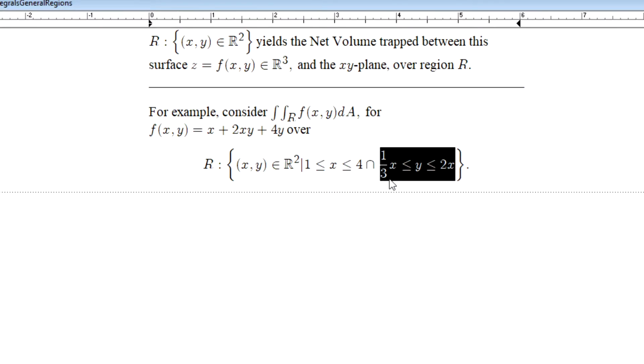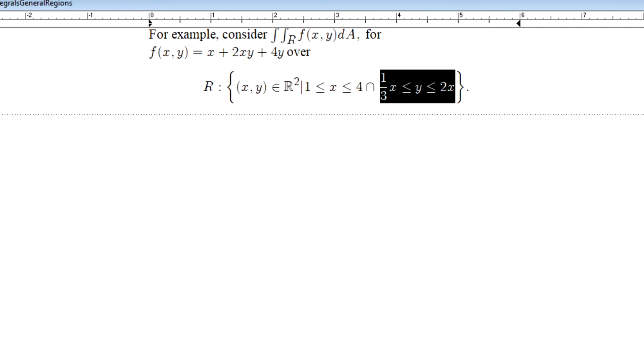On the lower bound, it's going to be bounded by 1/3 x, and on the upper bound, it will be bounded by the value of 2 times x. 1/3 x and 2 times x are functions of x, and more particularly, you might recognize them as linear functions of x.